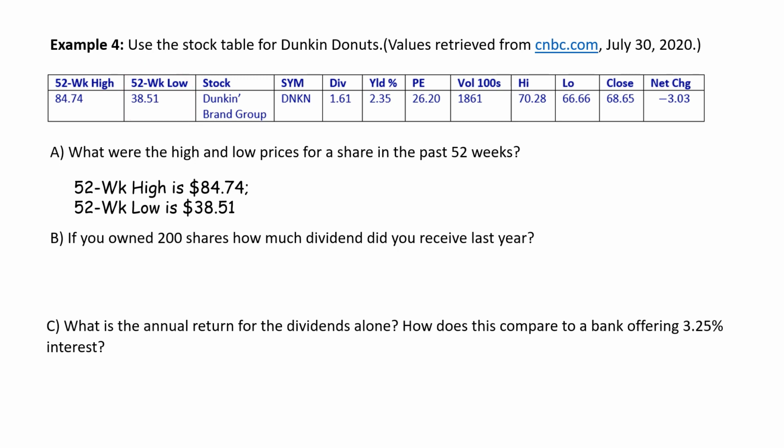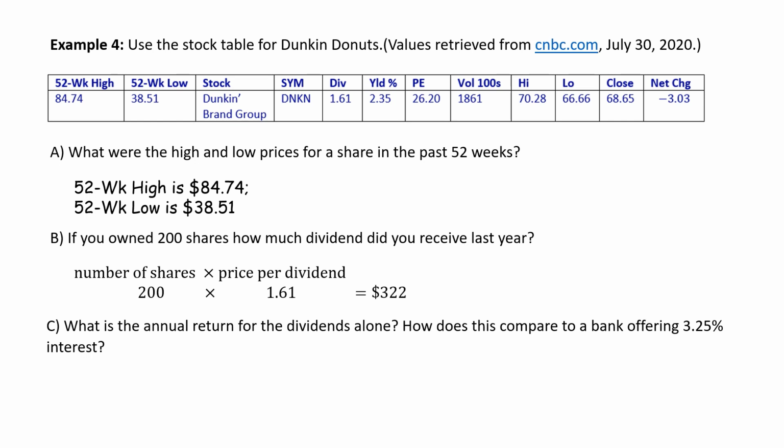Part B, if you own 200 shares, how much dividend did you receive last year? Well, that's the number of shares you have times the price per dividend. You have 200 shares and locate dividend in the chart. That would be 200 times the dividend is 1.61. So the product of those two numbers is $322. That's how much dividend you received last year.